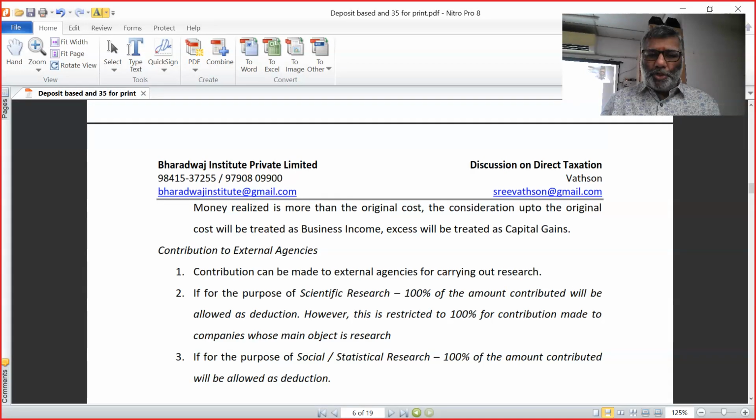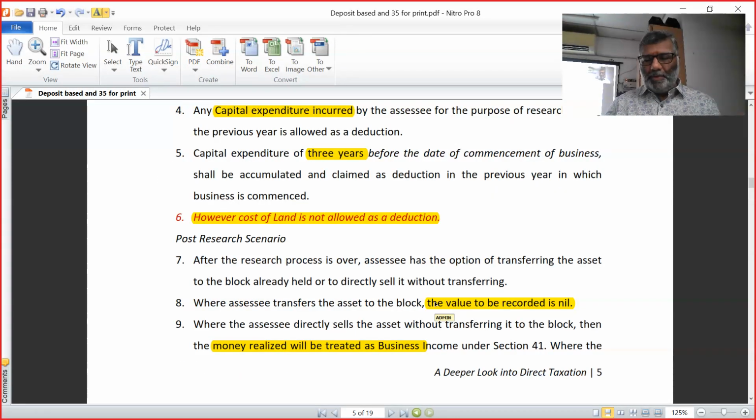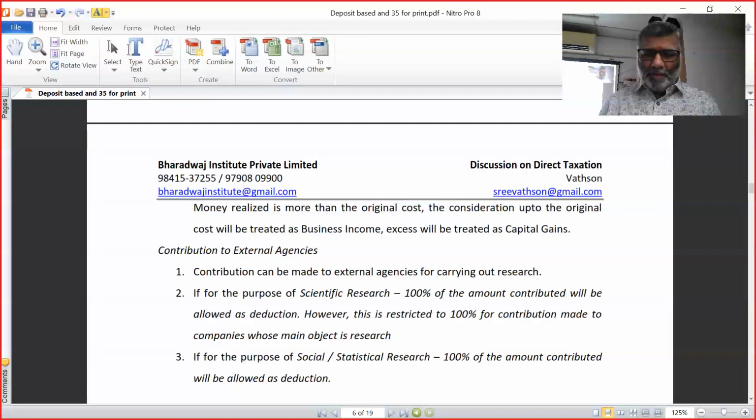Actually from last year, the scientific research is simple. Previously, they had a lot of complications. Now it is just 100%. Everywhere it is just 100%, and you just need to claim it.